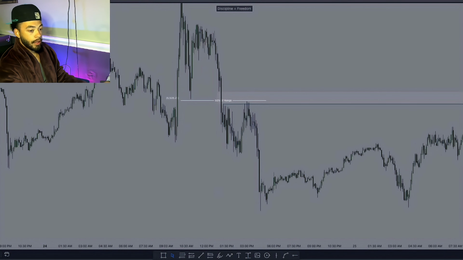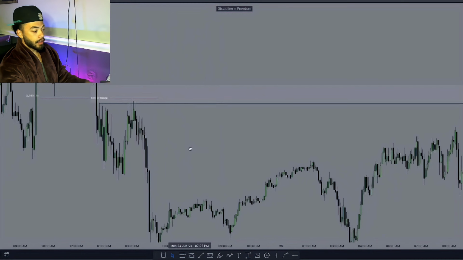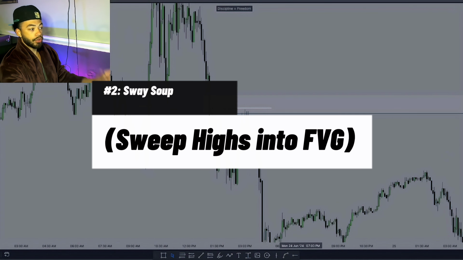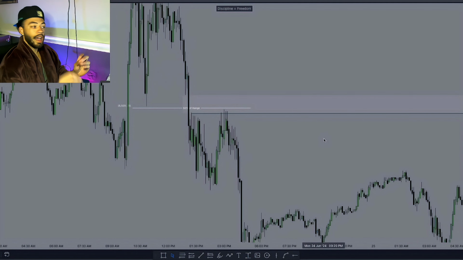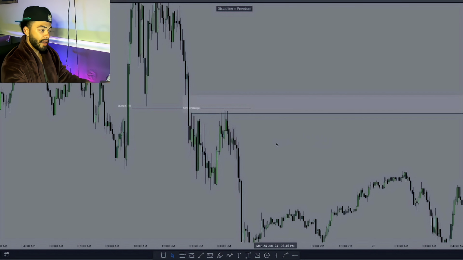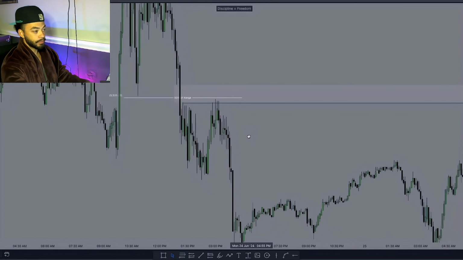Number two, if you are familiar with any of my style of trading, you know I love sweeps. I love when there's a high or equal highs right inside of a fair value gap to get taken. I see that as a ton of liquidity resting, right? Because I know a lot of people are using this fair value gap as resistance. So they have their stop loss right above this high, right above this high.